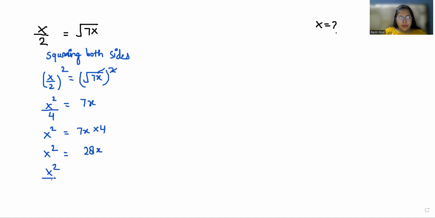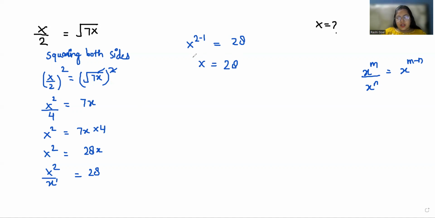So x squared by x is equal to 28. According to the exponent rule, x power m by x power n, we can write it as x power m minus n. So here x is power 1. So x power 2 minus 1 is equal to 28. So x is equal to 28.